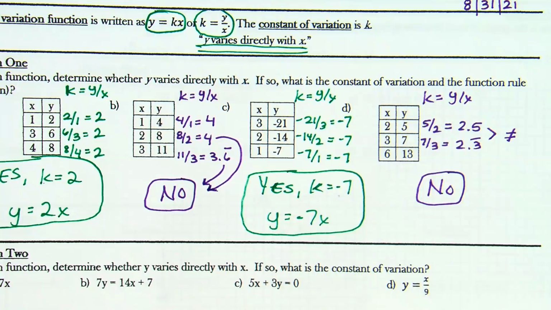Okay, example set 2. This time, they're giving us an equation instead of x, y values. They want to know, is this direct variation? Does y vary directly with x? What's that basic form of the equation from up top? X equals y.